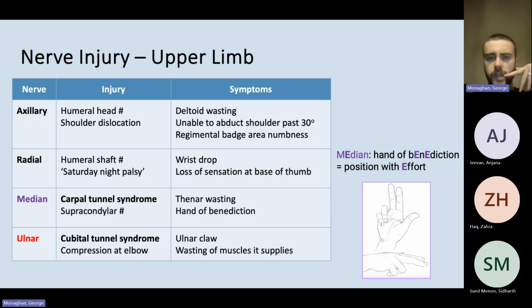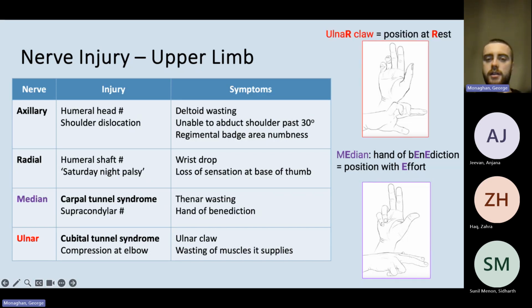And then the ulnar nerve: cubital tunnel syndrome, or compression at the elbow, is the most common thing that you could see in a question. The symptoms here are wasting of some of the other muscles it supplies, and the ulnar claw. The way to remember it is that the ulnar has an R in it, and you're looking at the resting position. They look pretty similar, the median hand of benediction and the ulnar claw, but it's what you're asking the patient to do. If you're asking them to rest and you're seeing that, it's likely an ulnar problem. And if it's while they're making a fist and you're seeing that, it's likely the median nerve that's causing the issue.